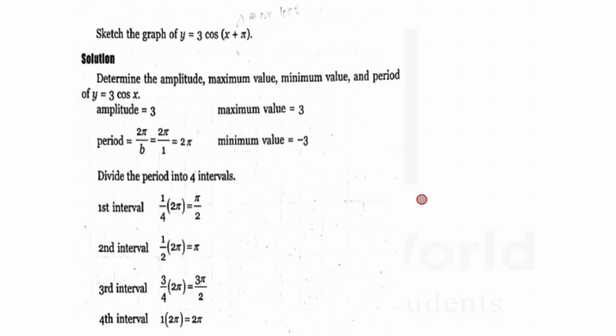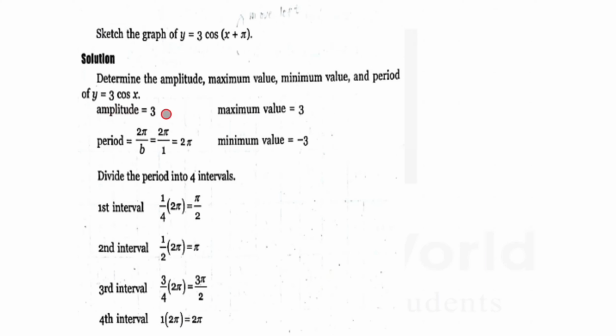Next is to sketch the graph of y is equal to 3 cos(x + pi over 2). Since it is plus, we move to the left. So, determine the amplitude, maximum value, minimum value, and period of y is equal to 3 cosine x.